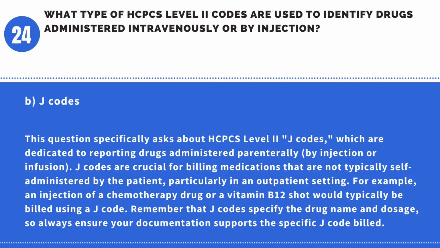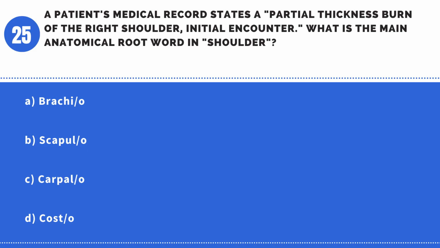code billed. Question 25. A patient's medical record states a partial thickness burn of the right shoulder, initial encounter. What is the main anatomical root word in shoulder? A. Brachi/o. B. Scapul/o. C. Carpal/o. D. Cost/o.